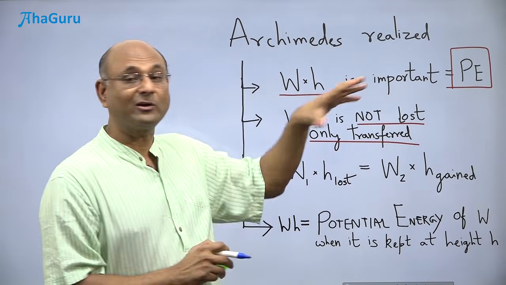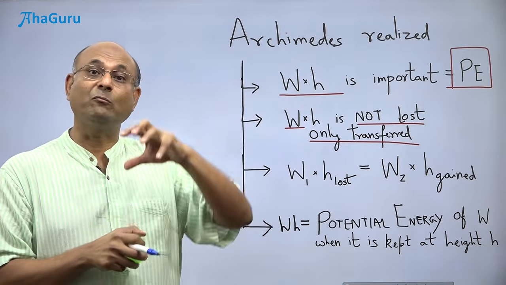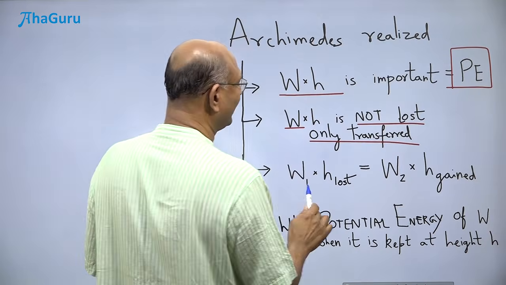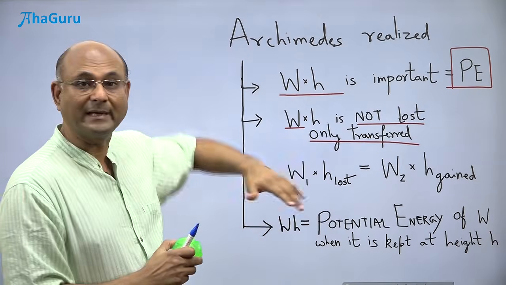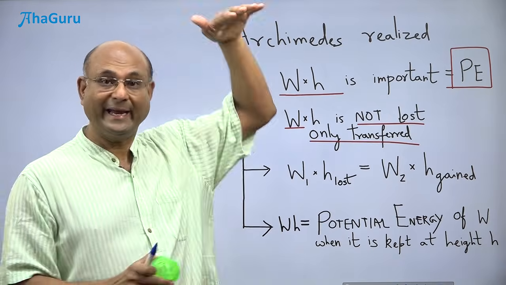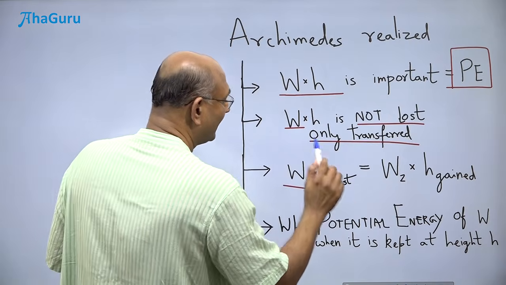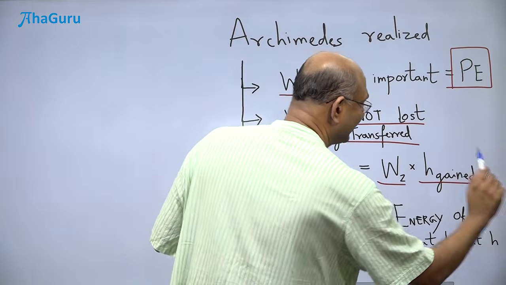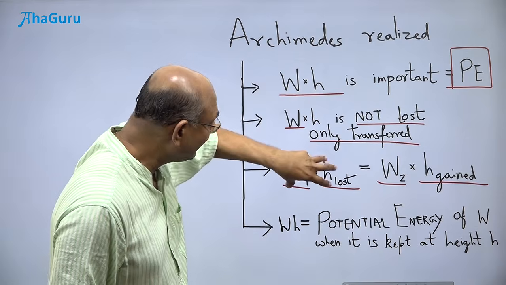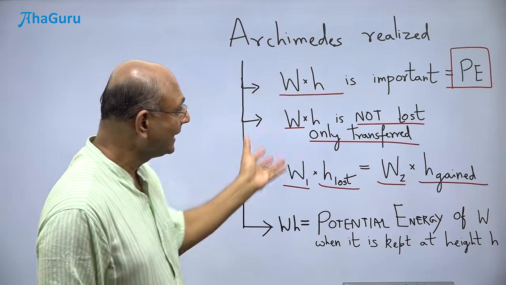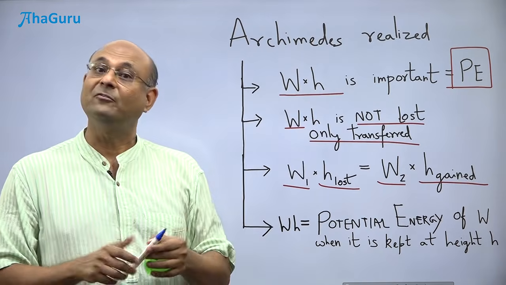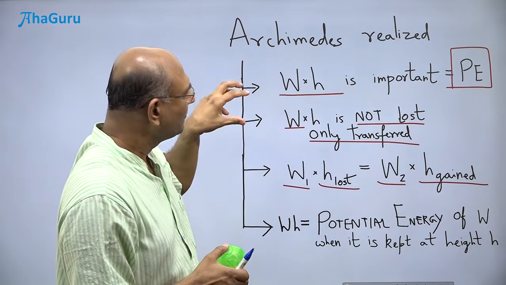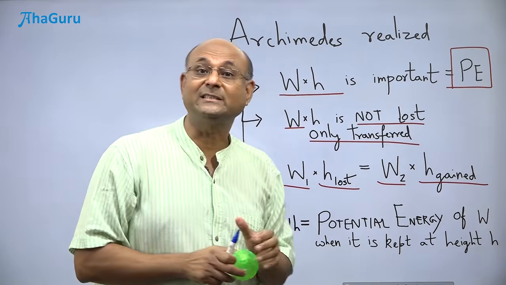It is a very, very important concept because when one object loses it, another object gains it. It is not lost permanently. So for example, in the seesaw example, one object loses height. The weight of the first object into the height that it lost is equal to the weight of the second object into the height that it has gained. So this weight into height that was lost by the first object is transferred to the second object, which gains weight into height. So far we are looking at potential energy lost and potential energy gained.